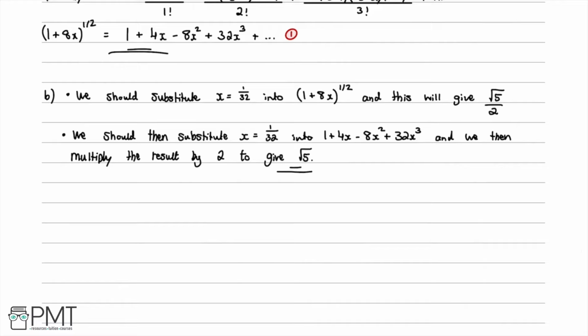We've therefore completed this question, and we get 1 mark for each bullet point we have here. So we get our first mark for explaining about substituting into 1 plus 8x to the power of a half, and then we get our second mark for substituting x equals 1 over 32 into our binomial expansion.